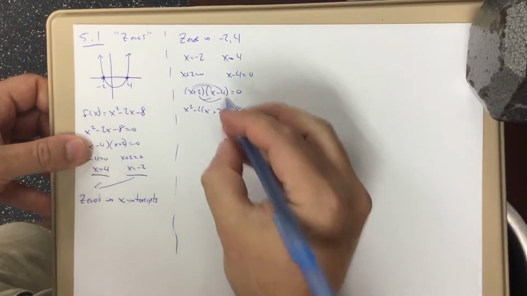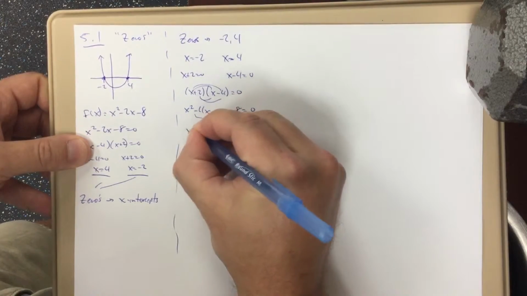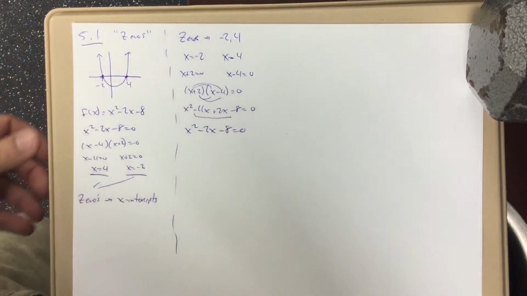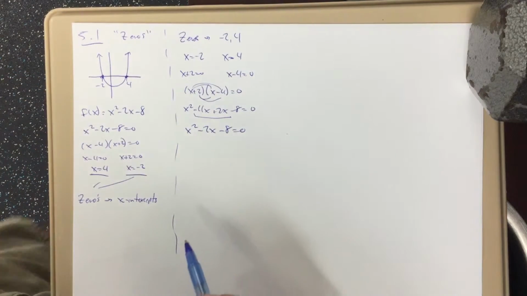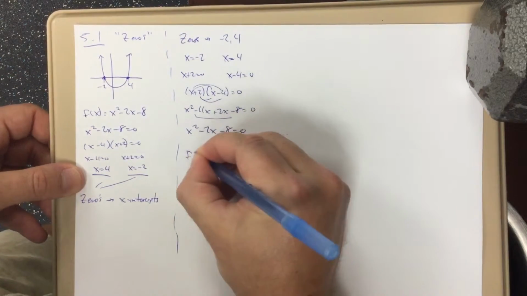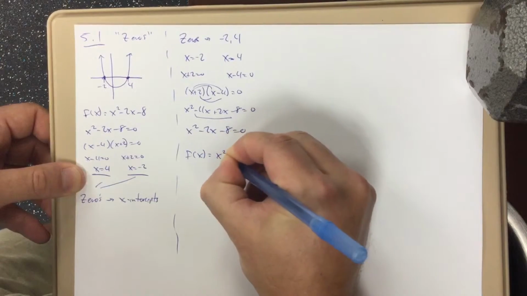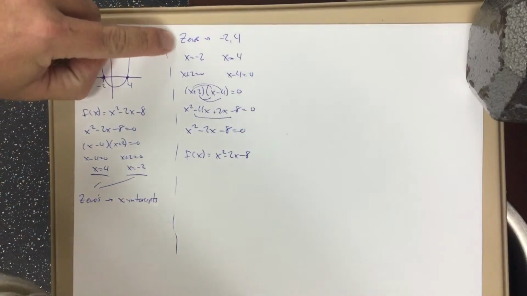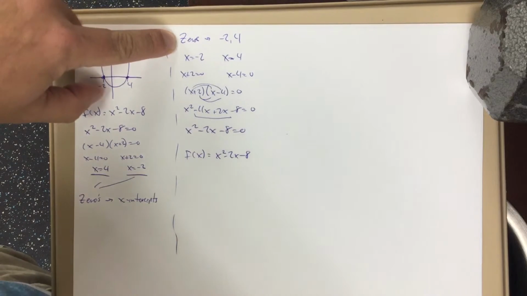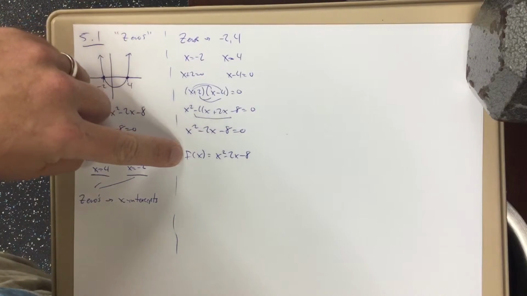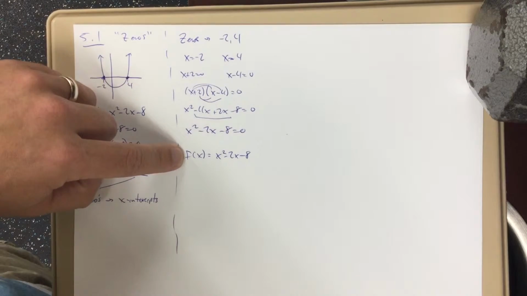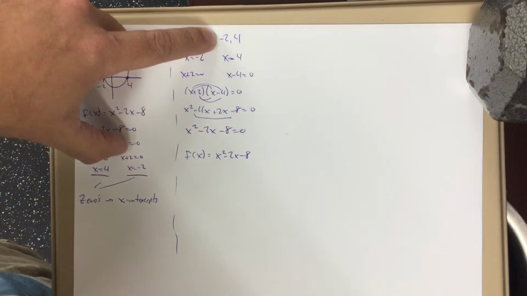And then combine some like terms right here in the middle, and so I get x squared minus 2x minus 8 equals 0, and there's our function, our f of x equals x squared minus 2x minus 8. And because we started off with these are the zeros and make me a function, I know now for a fact that this function is going to have x-intercepts of negative 2 and 4.